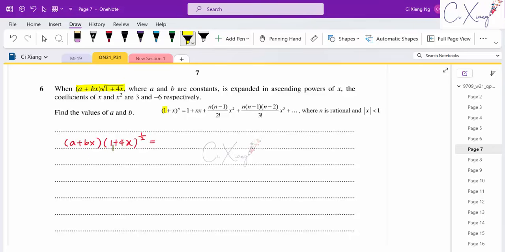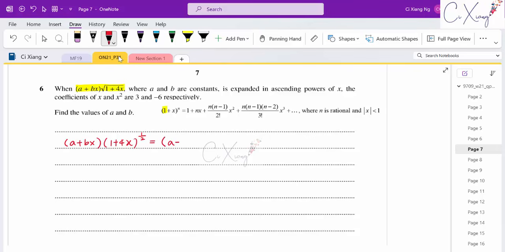So you can see that in our bracket here, 1 plus 4x, it is already start with 1 for the first term in the bracket. Therefore, we can straight away apply the formula for this part. Okay, then of course you need to know what is the value for n. So our n in this case is 1 over 2. And then what is our x here? Our x in this case is 4x actually. Right, so you can just straight away expand it by using the formula directly.